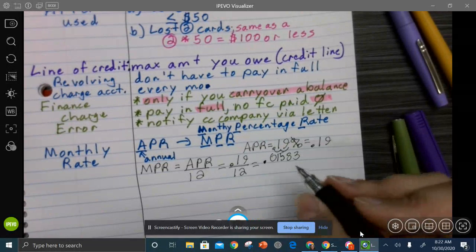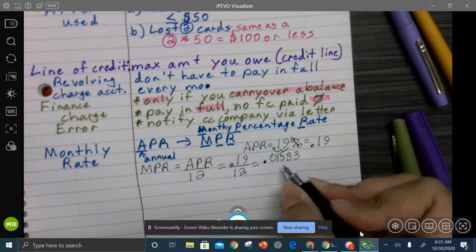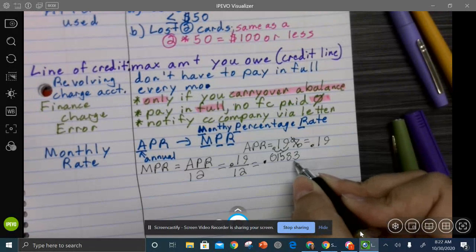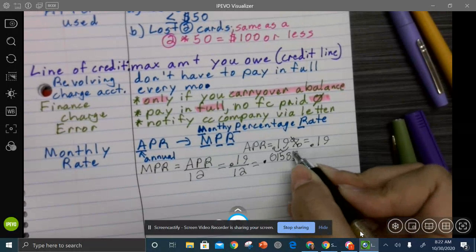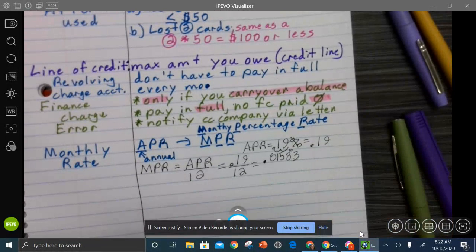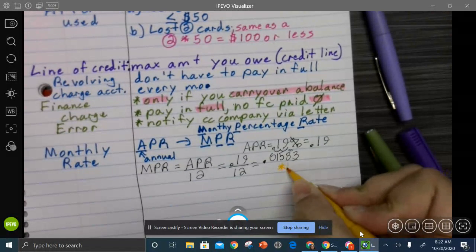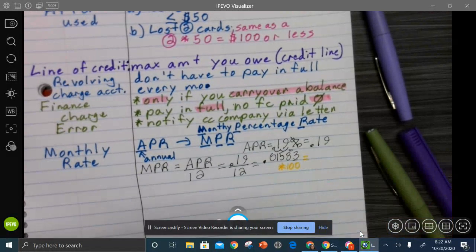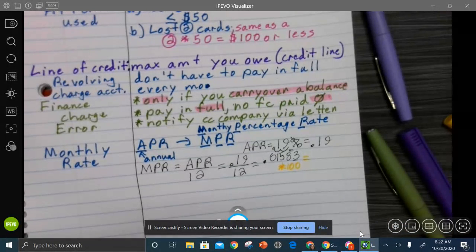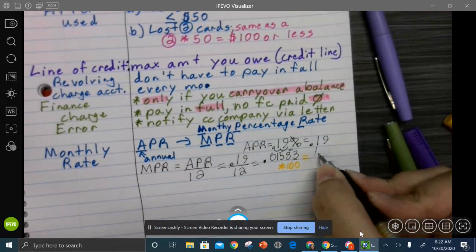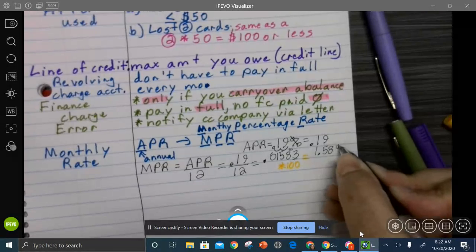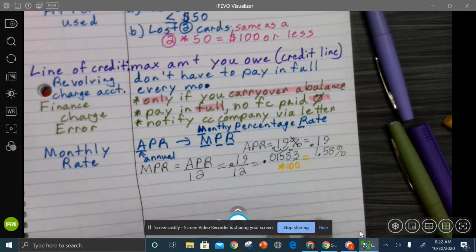We're going to round to the hundredths place. Remember, 5 or more rounds up, and 3 is less than 5, so we would leave it at 8. We're also going to multiply it by 100 to change it back to a percent. So your monthly percentage rate is going to be 1.58%.